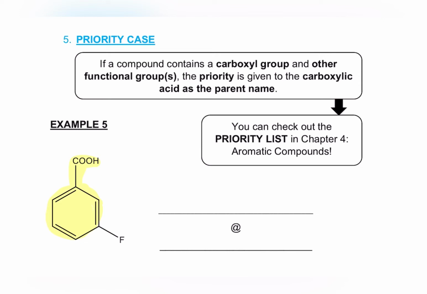And if you see here, you got one substituent, this is fluoro, at position carbon number 3, because this one automatically will be number 1, number 2, and this will be at carbon number 3. So your full name for this structure will be 3-fluoro. Make sure you spell it correctly, and the parent name will be benzoic acid.